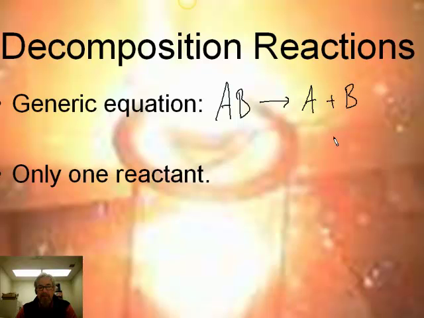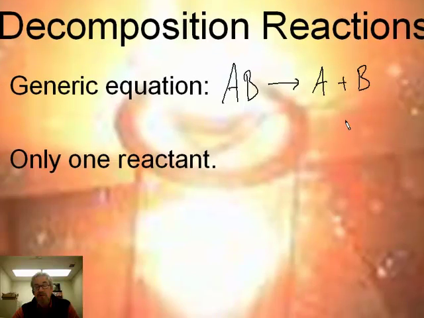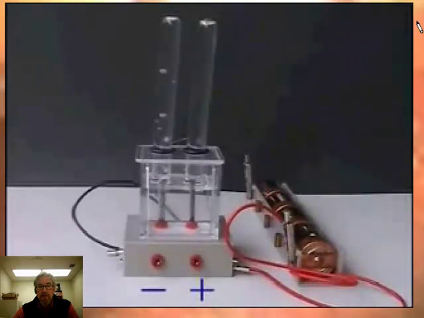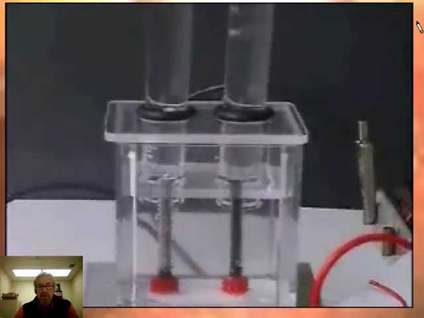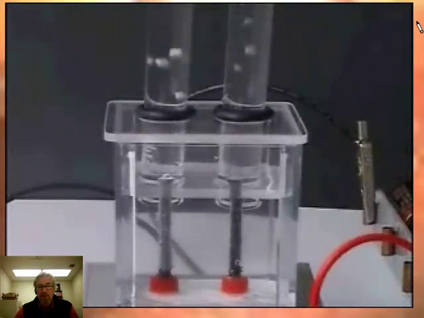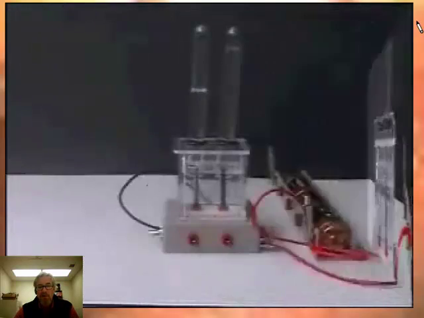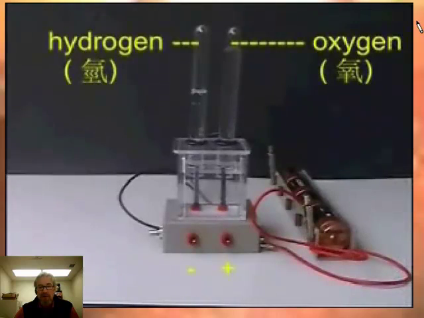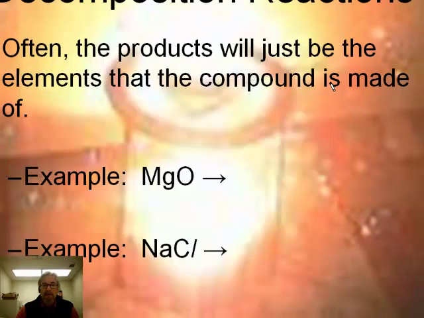These are easy to spot too because there's only one reactant. So if you ever see a reaction where there's one thing on the left-hand side of the arrow, a single compound, then you know you have a decomposition reaction. Here's a decomposition reaction in which water is being decomposed into its elements, hydrogen and oxygen. And I think you've probably done this one before. These are often pretty easy to predict as well.